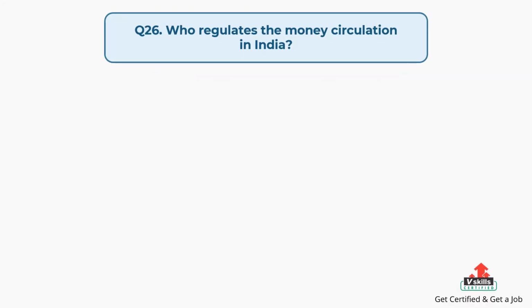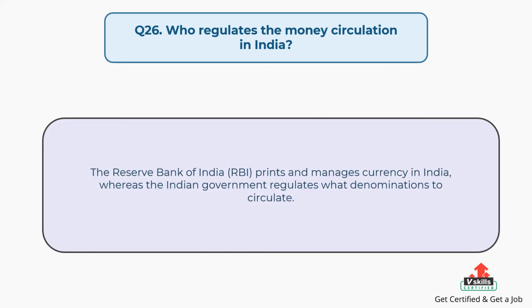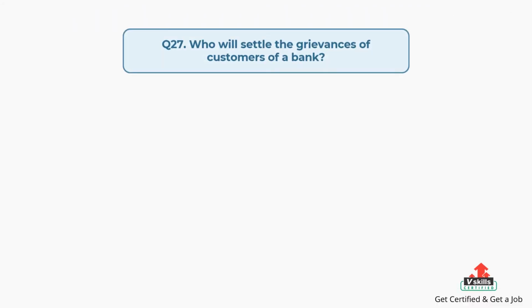Question number 26. Who regulates the money circulation in India? The answer is, the Reserve Bank of India, RBI, prints and manages currency in India, whereas the Indian government regulates what denominations to circulate.